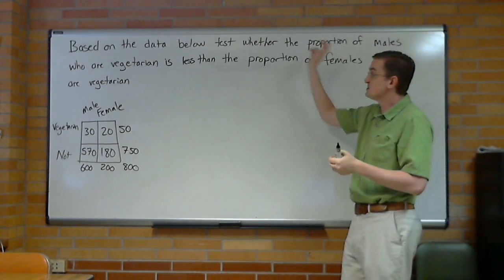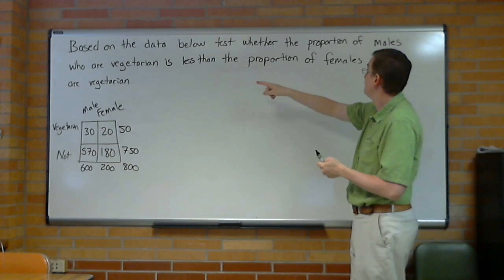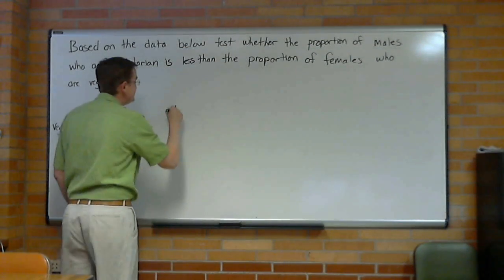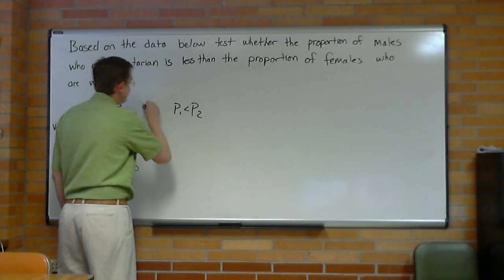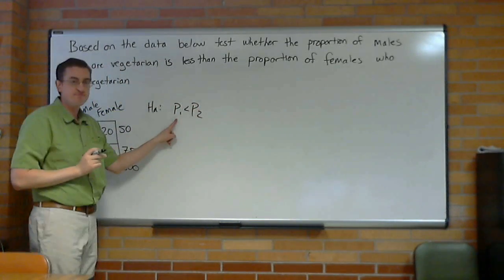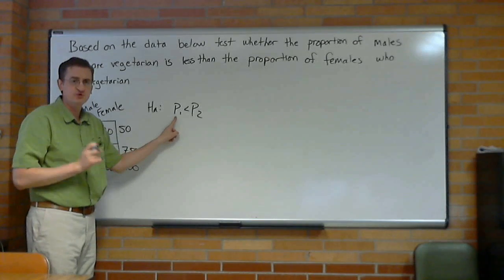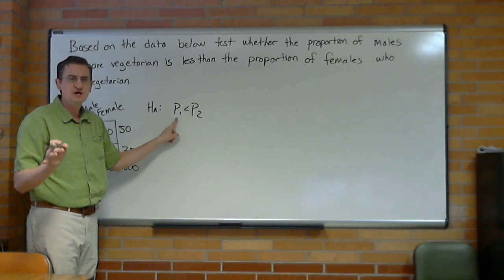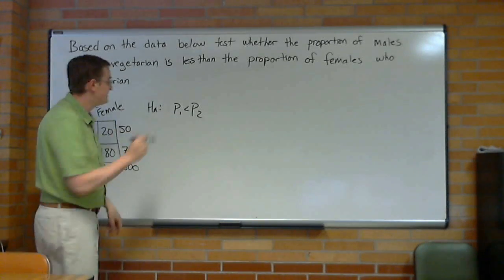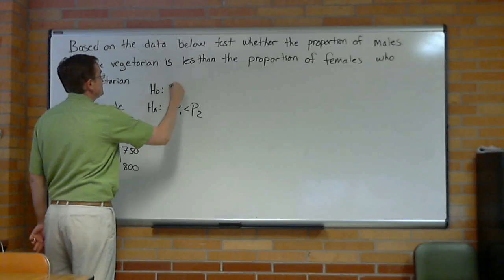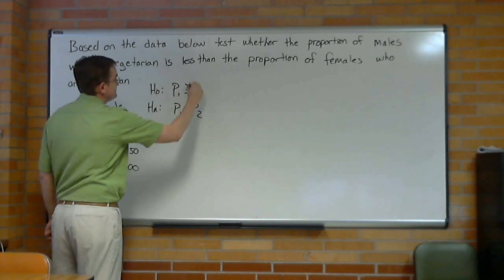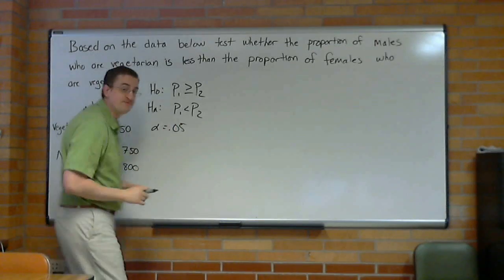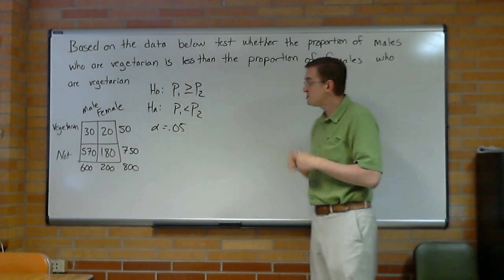Okay, I want to test whether the proportion who are vegetarian for males is less than the proportion of females. So that's easy to write in symbols, less than, but I need to be careful which proportion this is. Am I talking the proportion of vegetarians who are male or the proportion of males who are vegetarian? Let's skip that for just 1 minute. I know my null is going to be the opposite, so it's greater than or equal to. Alpha, we'll set it at 0.05. Now, returning to that question, which one is it?